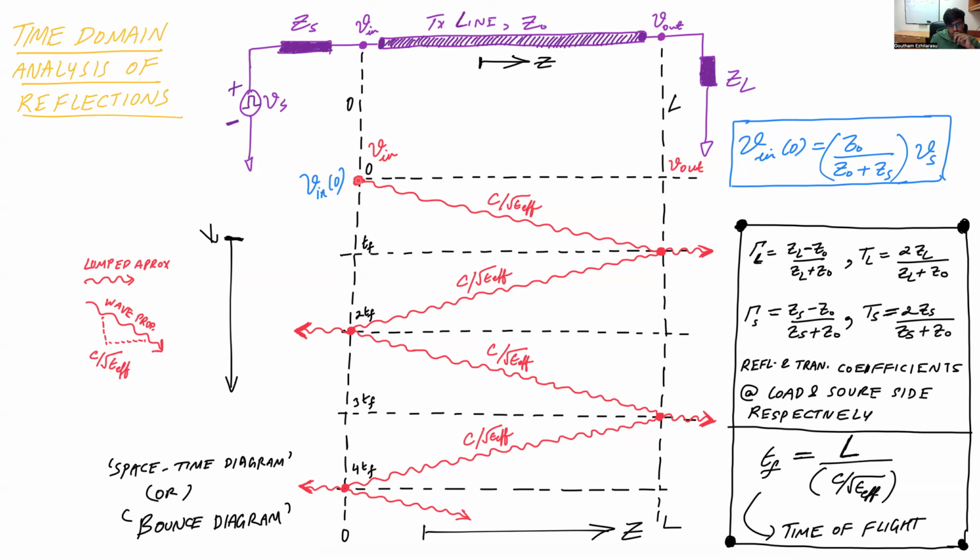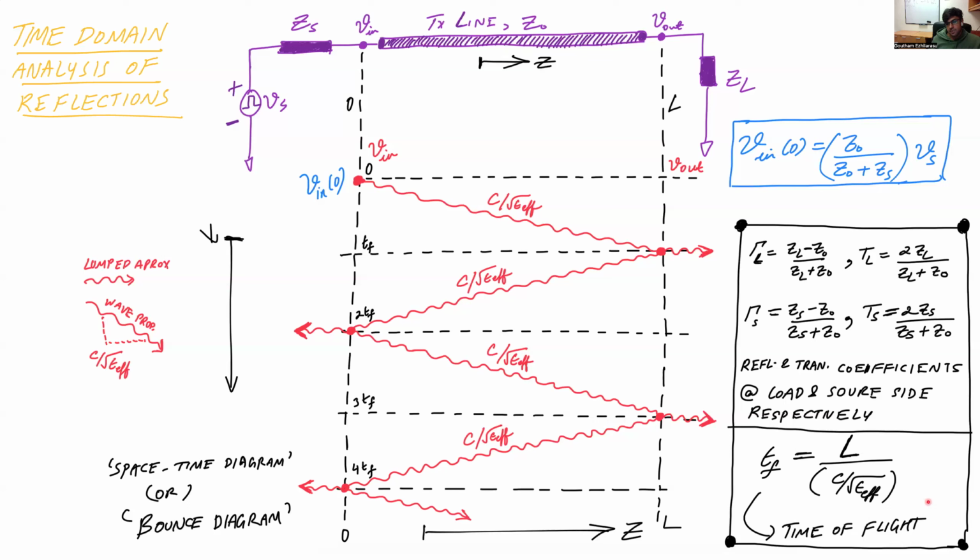Imagine now the signal starts from here. It is obviously going to take some time to travel from location 0 to location L, because the signal has a finite time to travel along the length of the transmission line. The velocity the signal takes along the line is the phase velocity of the wave, which is c over the square root of epsilon effective. If you remember from the first lecture on waveguides, we know how to calculate this epsilon effective. It depends on how the electromagnetic field distributes itself along the cross section of the transmission line.